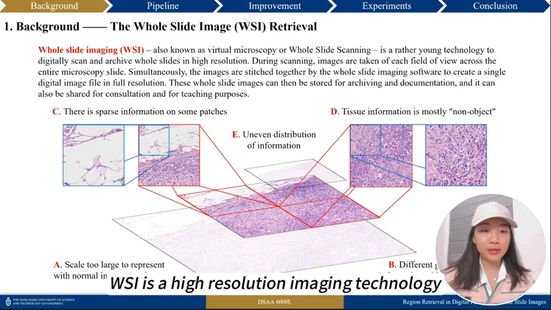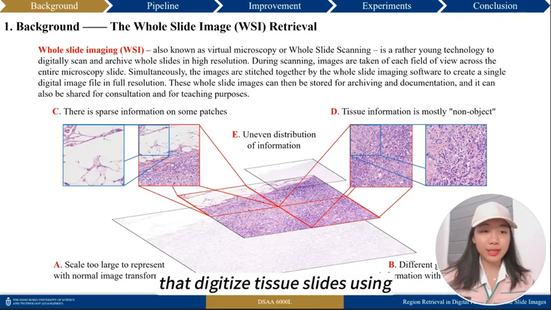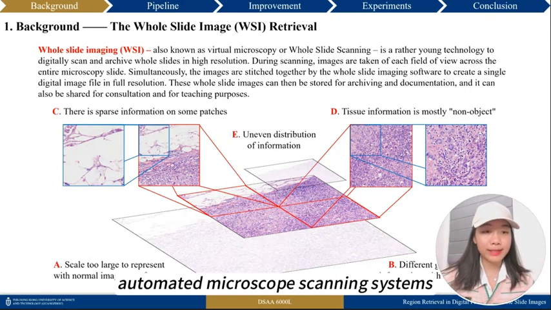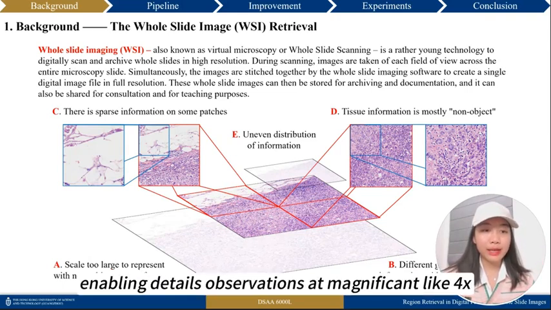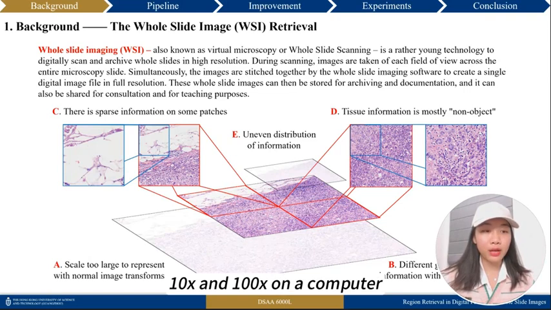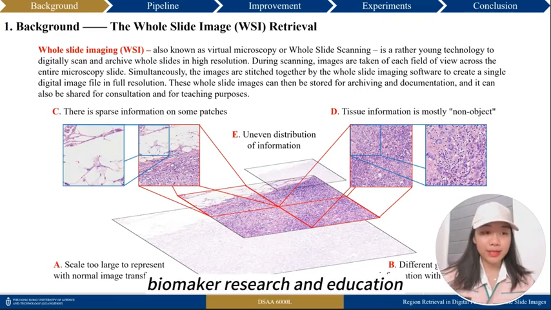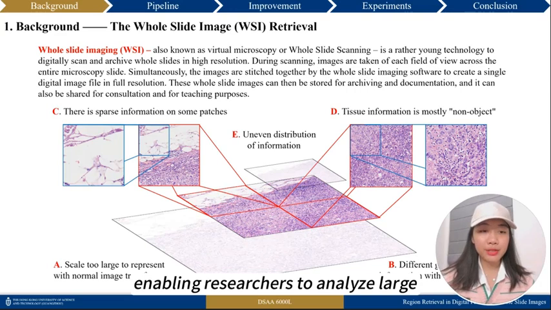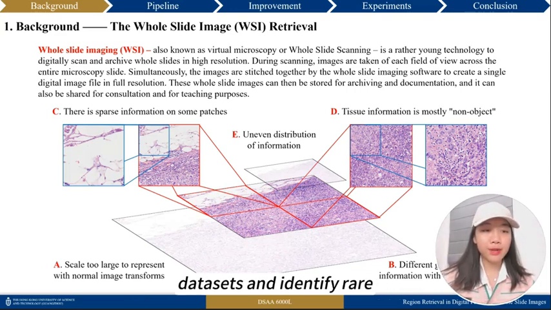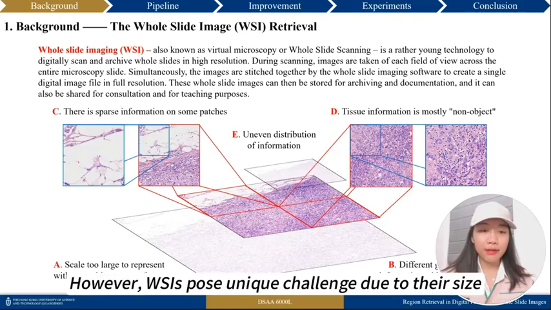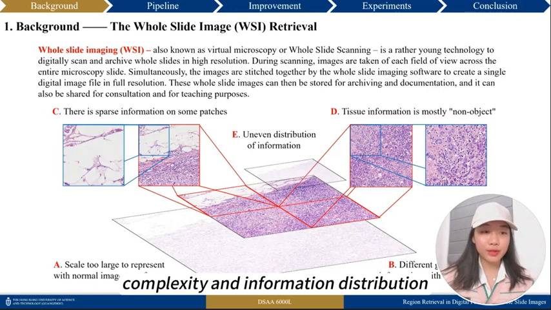WSI is a high-resolution imaging technology that digitizes tissue slides using automated microscope scanning systems, enabling detailed observations at magnifications like 4x, 10x, and 100x on a computer. Unlike traditional microscopes, WSI provides seamless zooming between broader tissue context and fine cellular details. It supports tasks like cancer diagnosis, biomarker research, and education, enabling researchers to analyze large datasets and identify real histological patterns. However, WSI pose unique challenges due to their size, complexity, and information distribution.